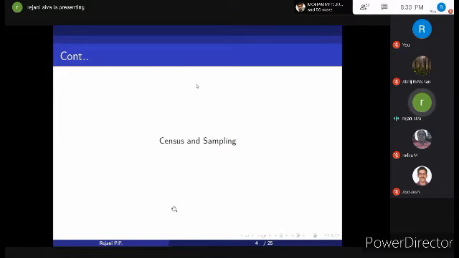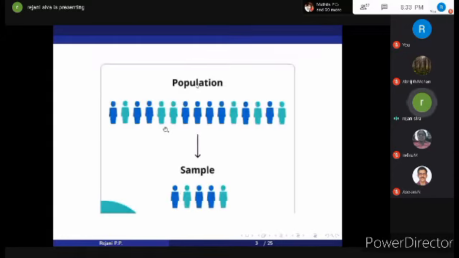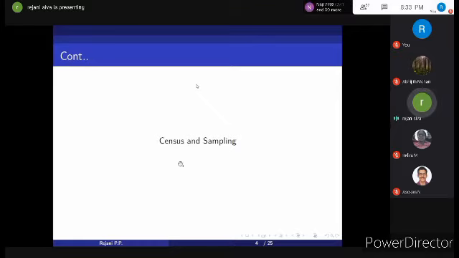We have two different methods for collecting data. What are they? Census method and sampling method. Census method is the complete enumeration method in which we will be collecting information from each and every unit of the population. And in sampling, it is the method in which we'll collect the information from a subset of the population called sample. Census method is feasible only if your population size is very, very less. So most of the studies are conducted based on samples.